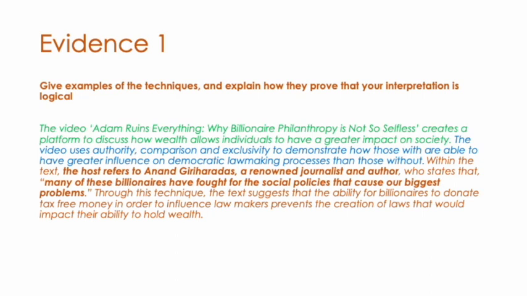I can't just leave it like that, because that quote doesn't clearly illustrate how the use of this technique has influenced my interpretation. So I'm adding another sentence here that explains my thinking. Through this technique, the text suggests that the ability for billionaires to donate tax-free money in order to influence lawmakers prevents the creation of laws that would impact their ability to hold wealth. So what I've done here is I've explained what that quote means and why it's relevant to my interpretation. I'm showing how I was able to view this video and draw connections that have helped me form my idea.